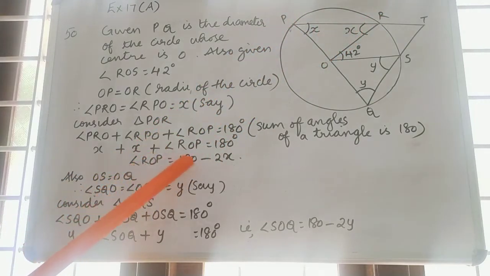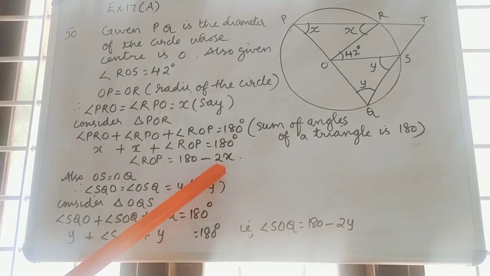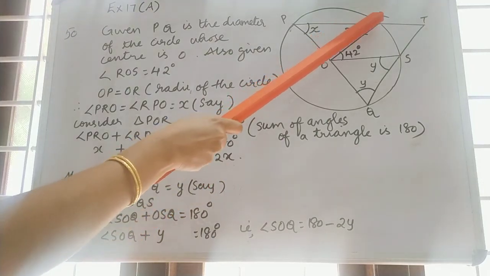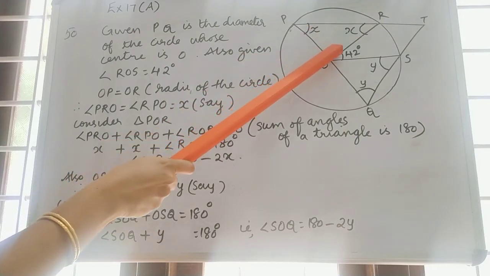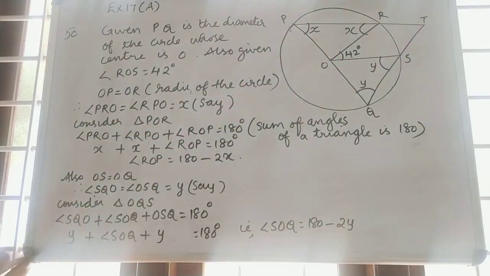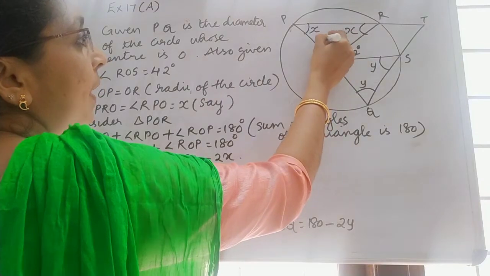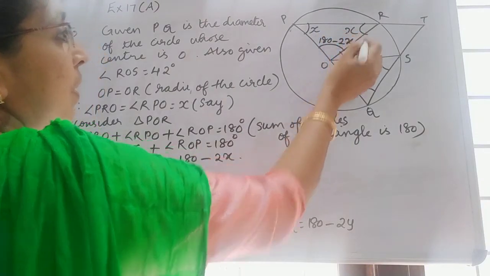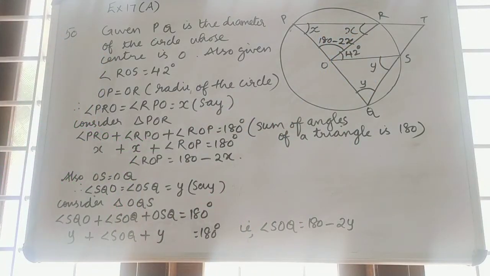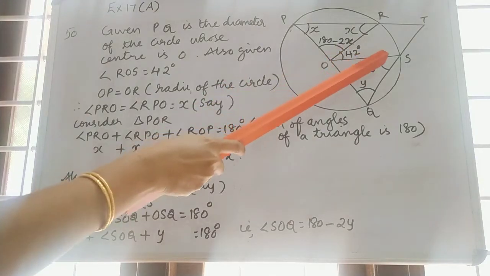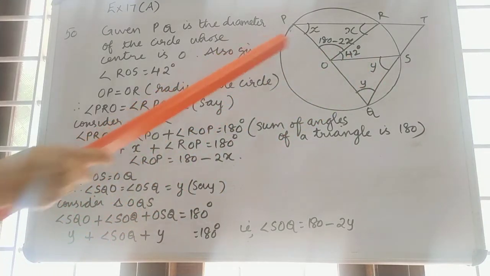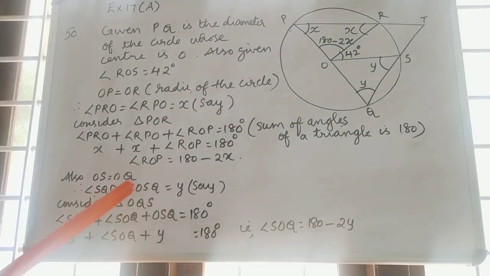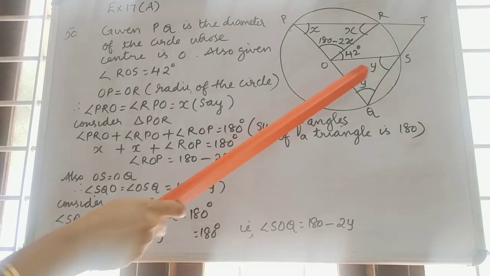Angle ROP is equal to 180 minus 2x. So from this triangle ROP, we got this angle as 180 minus 2x. Already we assumed y, that is written here. OS is equal to OQ. Once we discussed that, after this x we discussed about y. So let it be y. Same case we are applying here.